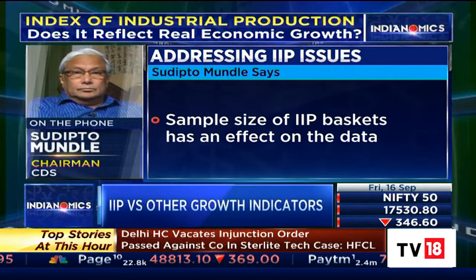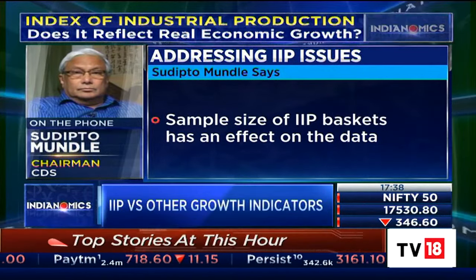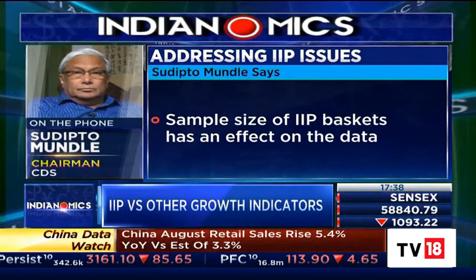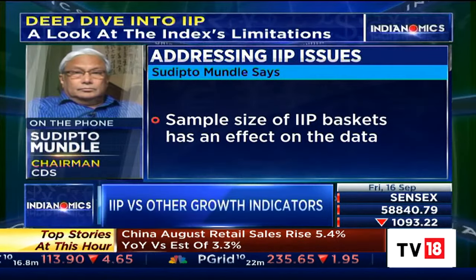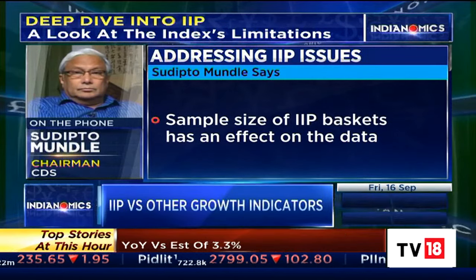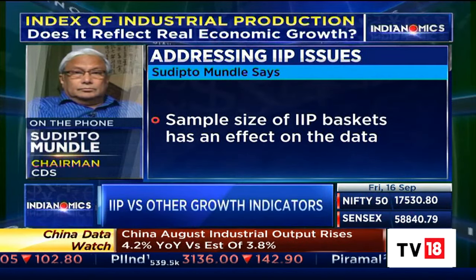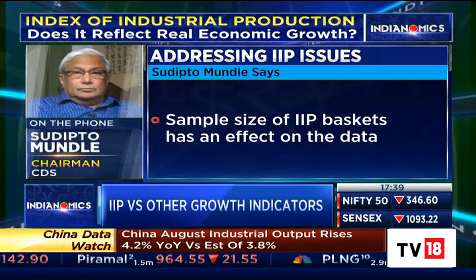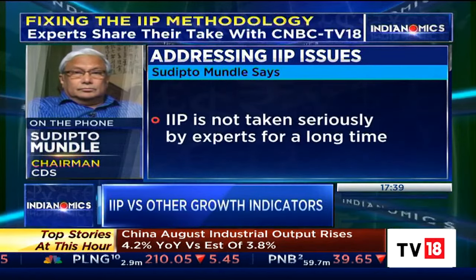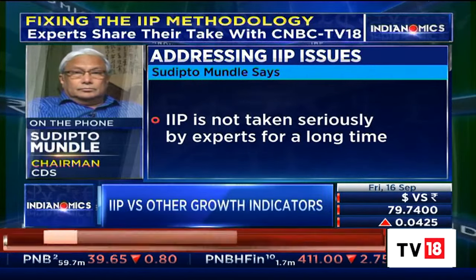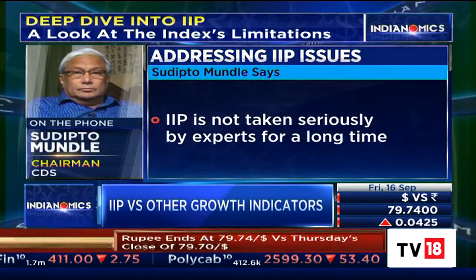That if you have very few observations in a sample of a particular kind, and as you just gave that example, even though it is relatively low weight, you have some incredibly high growth rate in one observation, and that tilts the whole sample. So for a long time, actually, many of us don't really take the IIP very seriously.